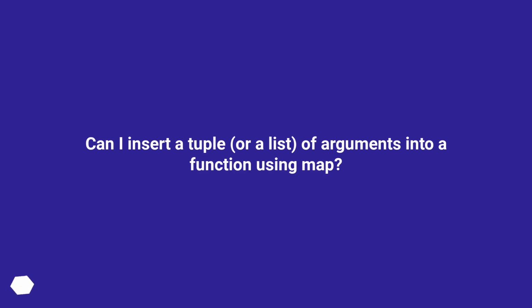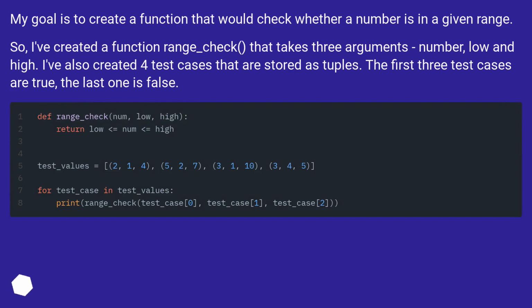Can I insert a tuple, or a list, of arguments into a function using map? My goal is to create a function that would check whether a number is in a given range. So, I've created a function range_check that takes 3 arguments, number, low and high. I've also created 4 test cases that are stored as tuples. The first 3 test cases are true, the last one is false.